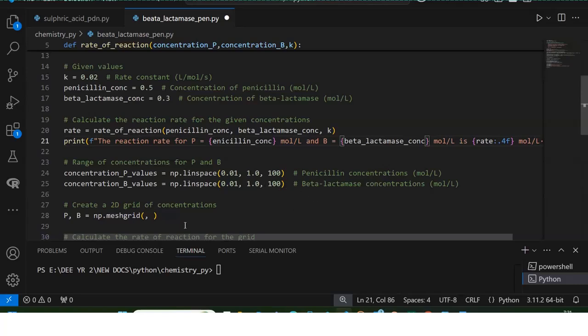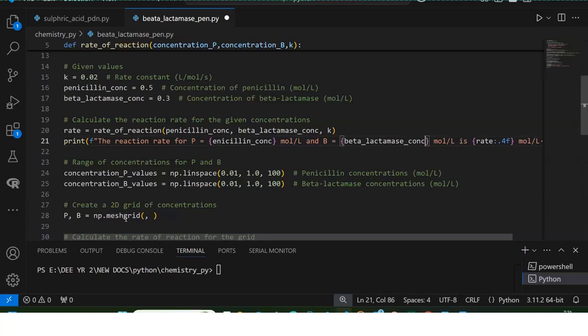So we're also going to have a 2D plot which takes in the values of P and B. We're going to use the meshgrid function from the NumPy library to produce that 2D grid. It is going to help us create a grid of concentrations. So these grids are made by the meshgrid function.